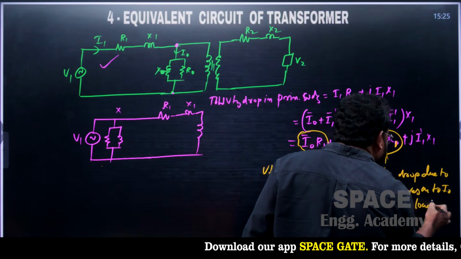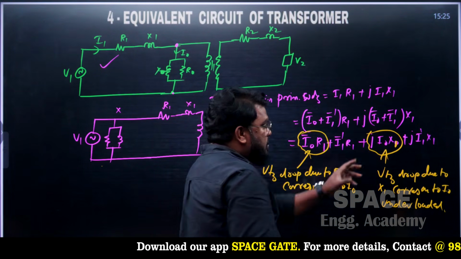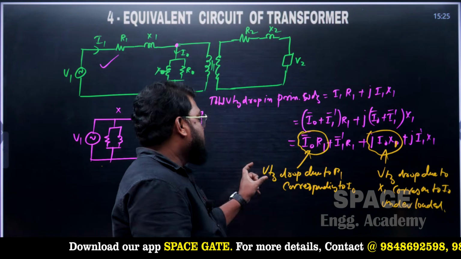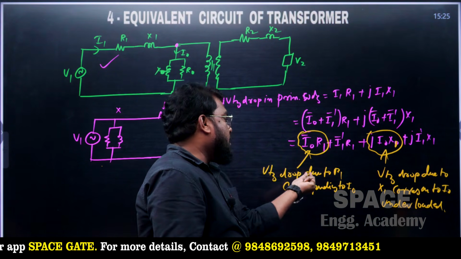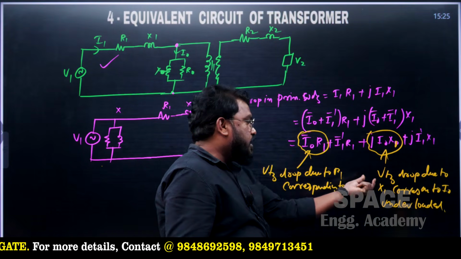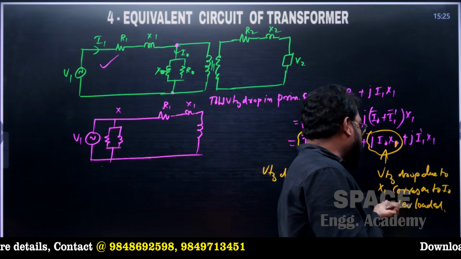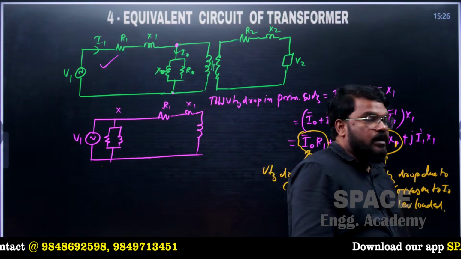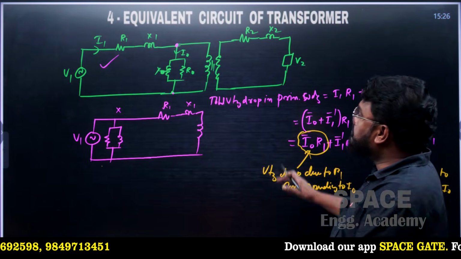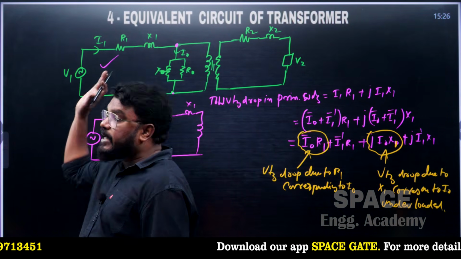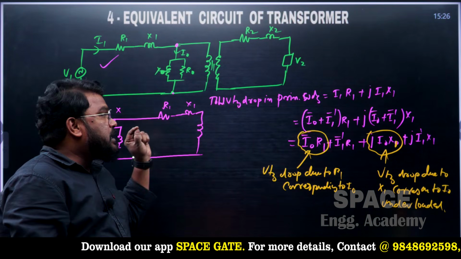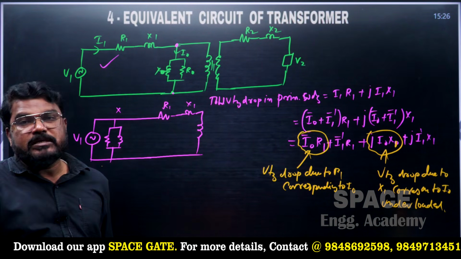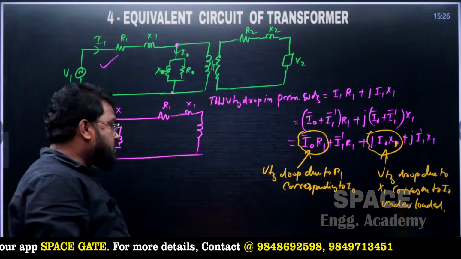So this point is also very important. Under no load, there is no such drop. So the voltage drop due to R1 corresponding to I0 and the voltage drop due to X1 corresponding to I0 occur under loaded condition. So if this no load branch is connected across the supply voltage, then what are the deviations in the equivalent circuit? What are the deviations here?